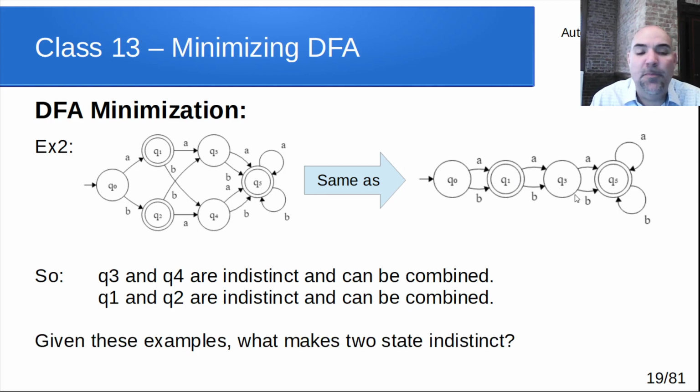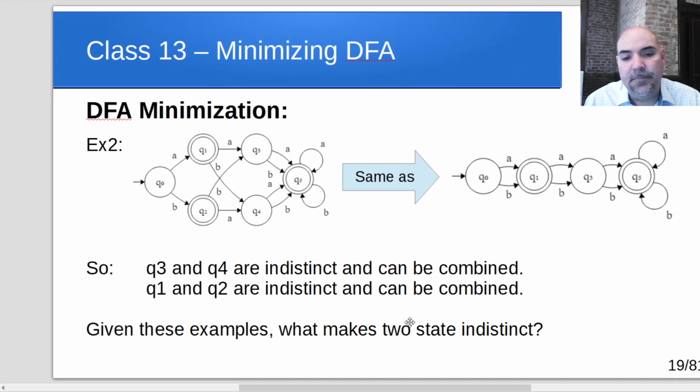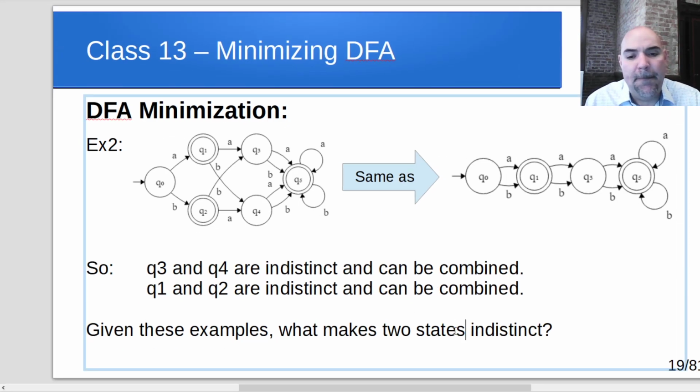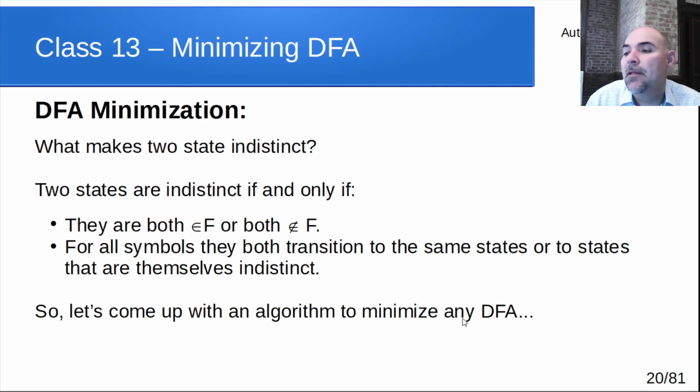So given those examples, if we came up with a definition of what makes two states indistinct, we would come up with something like this. So what makes two states indistinct?